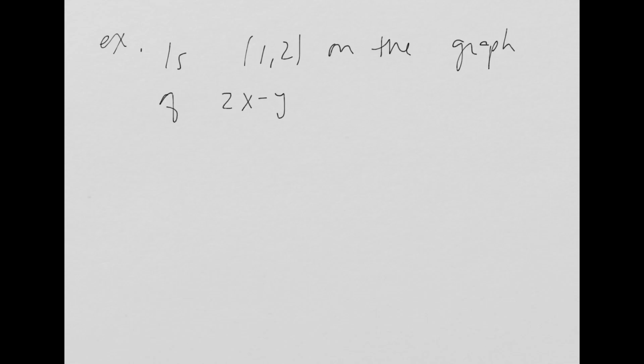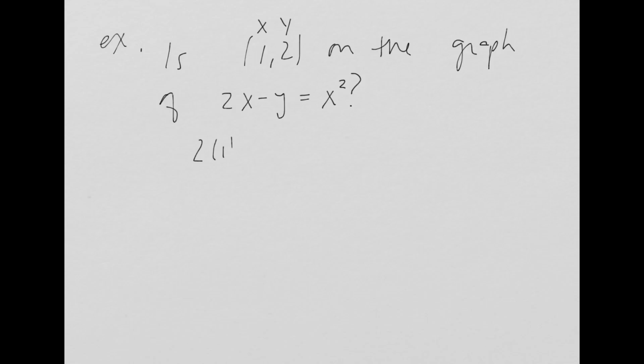One more of these. Is the point 1, 2 on the graph of the equation 2x minus y equals x squared? Remember, a point is on the graph if it's a solution to the equation. So if I plug those two numbers in for x and y, if the equation is true, then it is. If it's not, then it's not on the graph. So I have x is 1, y is 2. So let's just plug it in and see if it's true.